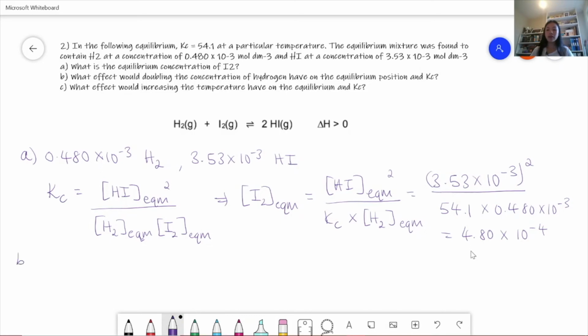So for B, what effect would doubling the concentration of hydrogen have on the equilibrium position and Kc? So if we have a look at the equation, if we doubled the concentration of hydrogen, by Le Chatelier's principle, the equilibrium would move to counteract that change. So try to decrease the concentration of hydrogen. And the way it does that is to produce more products. And so the equilibrium shifts to the right.